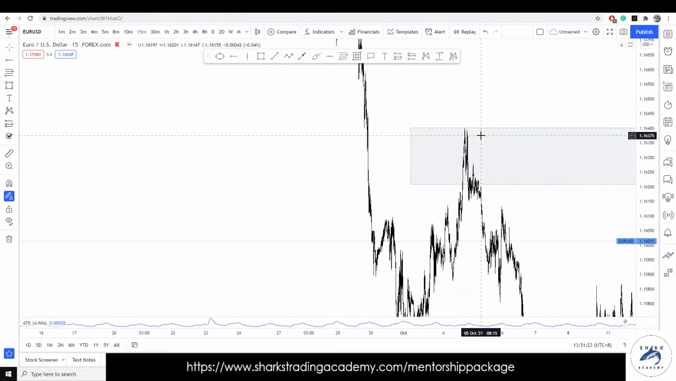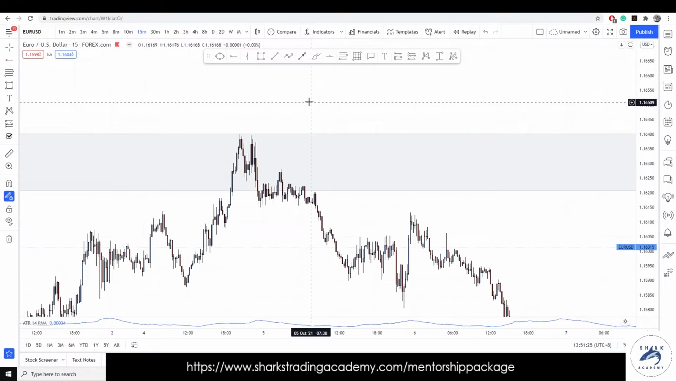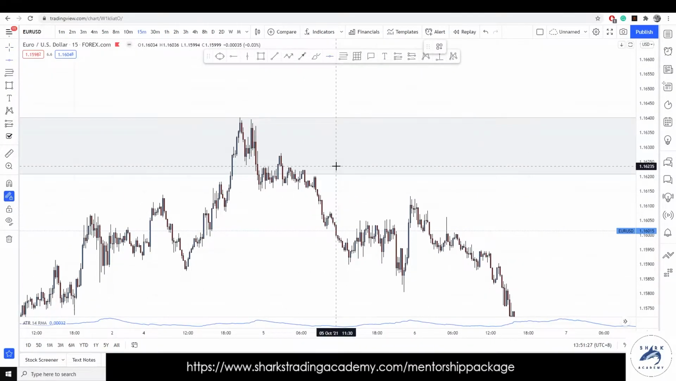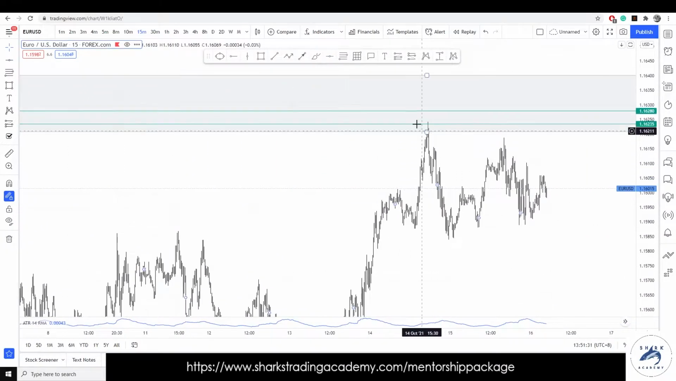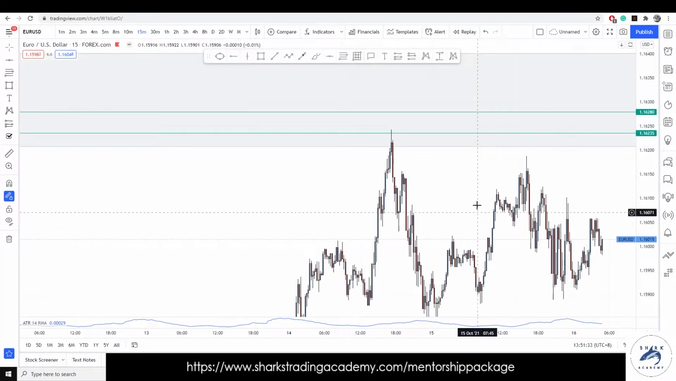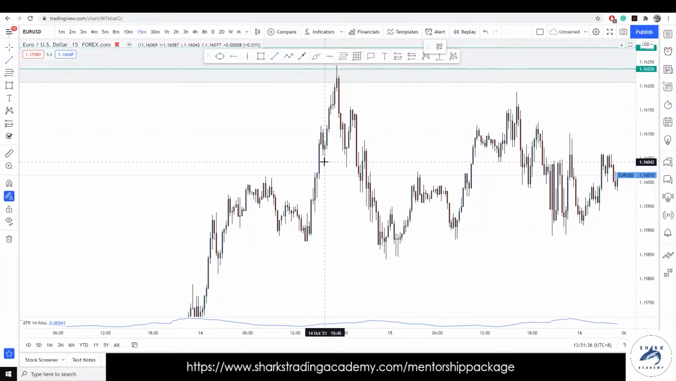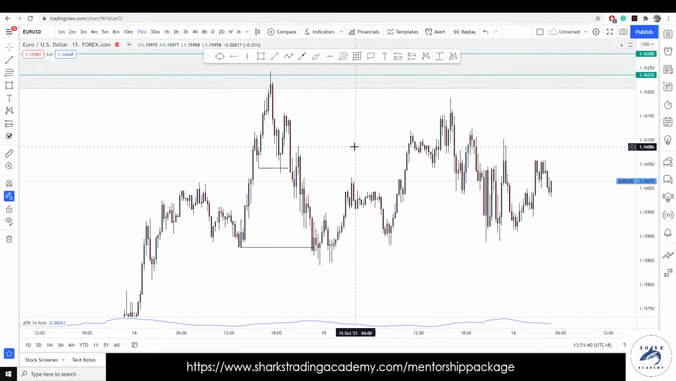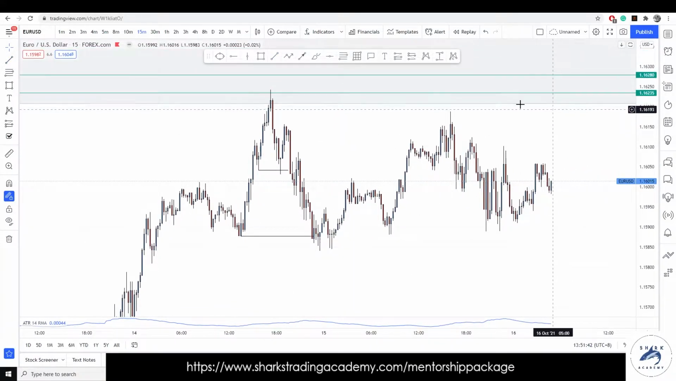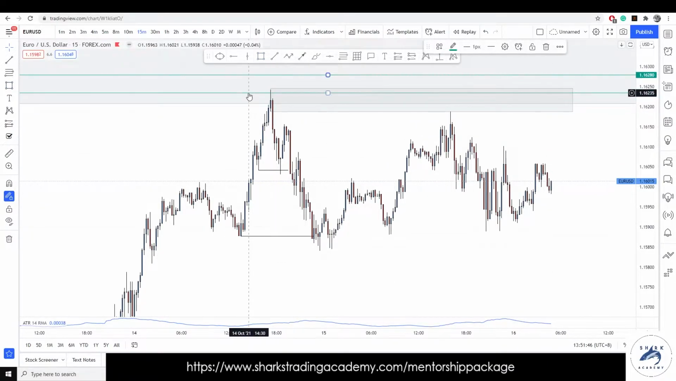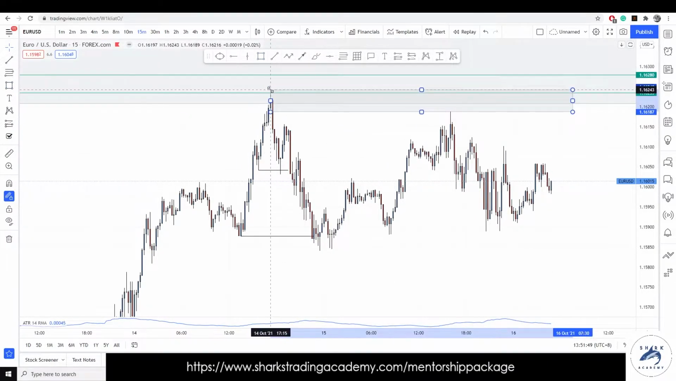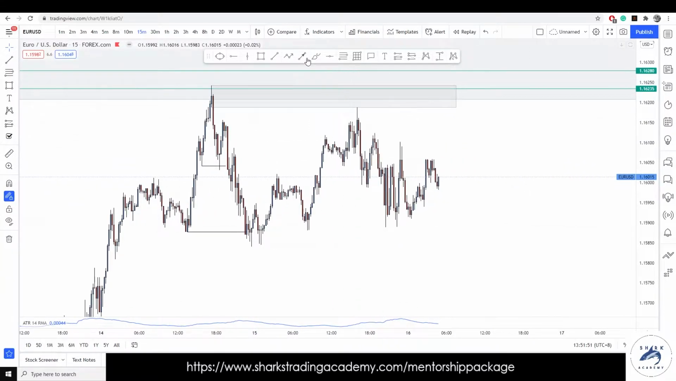So on the 15 minutes, you can see that we are trying to identify unmitigated areas of supply, and over here we have one. Okay, and prices just tapped into this level, gave us a break of structure over here where we could have gotten involved somewhere, and over here as well. So ultimately we are still sell side buyers, right? Because prices broke structure while tapping into our refined area. You can see these two green lines is the 15 minutes supply. So now we can expect a move higher before breaking down.